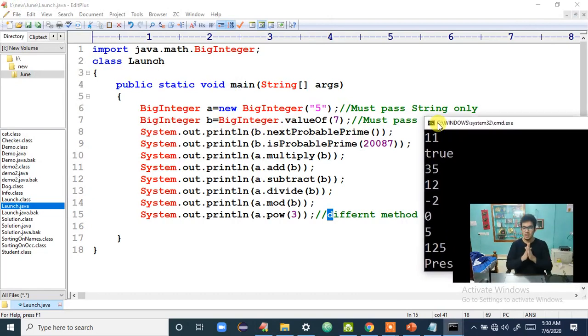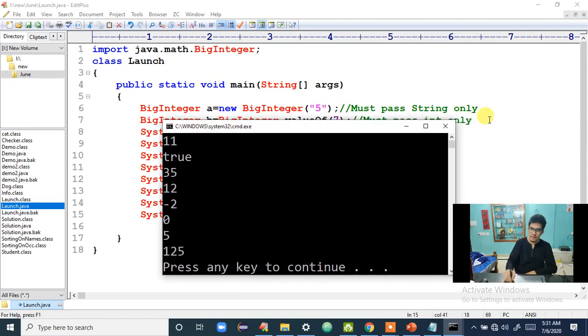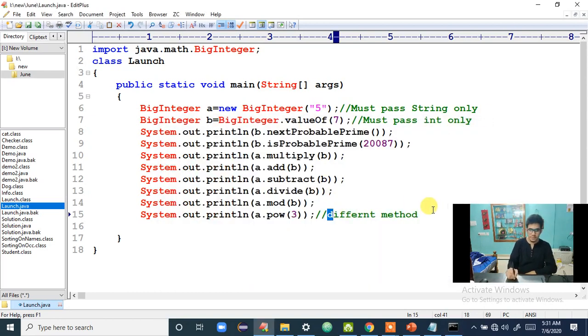Yes, you can take the heading as inbuilt methods of BigInteger class. So these are the methods here. So these are all the methods.